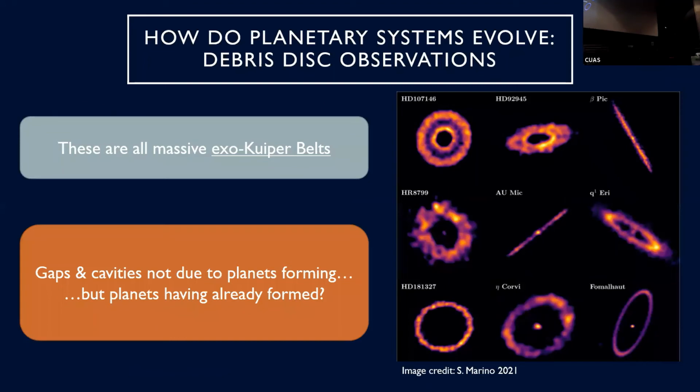Okay, so I guess what I want to underline here is these are all sort of exo-Kuiper belts, like the Kuiper belt in the solar system. That's exactly what we're looking at here. And the reason they have substructure is because planets have already formed, probably. We don't know that for sure because it's very hard to see. All the planets that would be in these regions are so cold now because they're so old. It's actually very hard to detect.